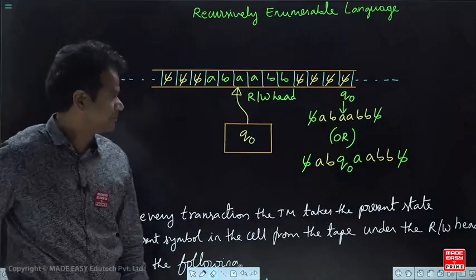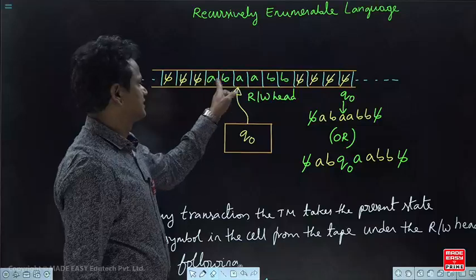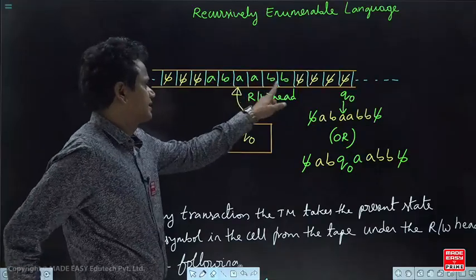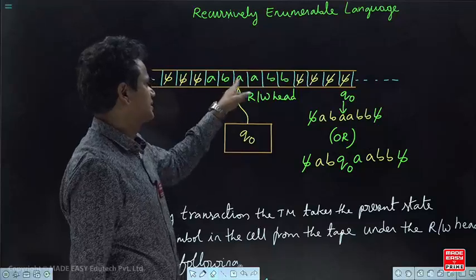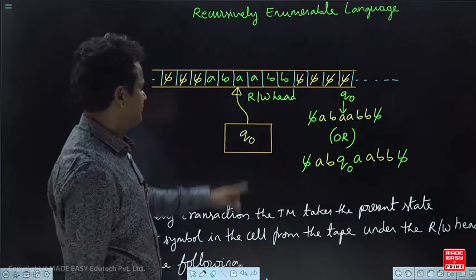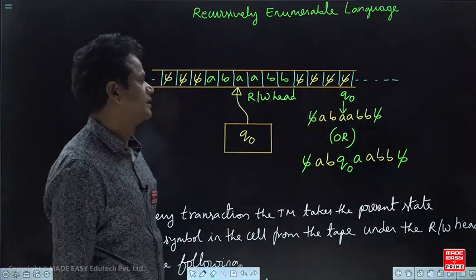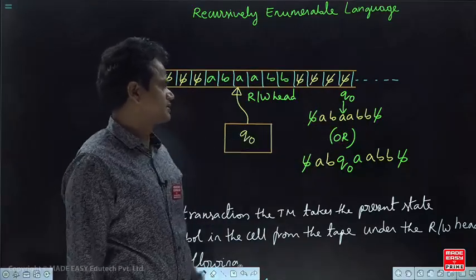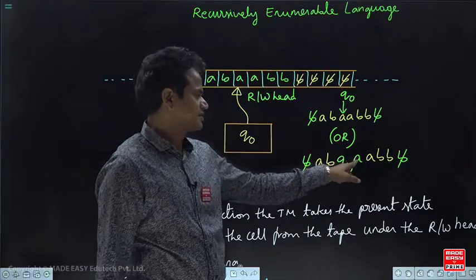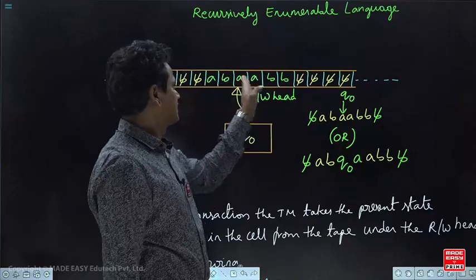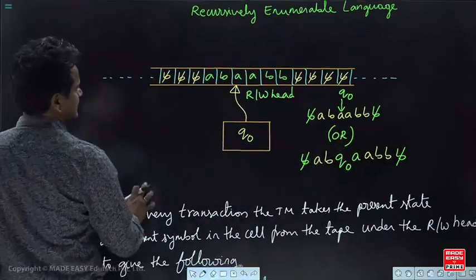Abhijit, Manoj, here, this is the present input state. What is the input string here? A, B, A, B. What is the present state? Q naught is the present state. What is the present input symbol? A is the present input symbol. So this is the present input symbol and this is the present state. Or you can represent it like this also: the present state and present input symbol, with AB before and A after. This is one way of representing. Okay? Now, initial ID.